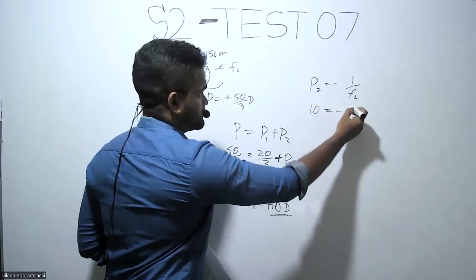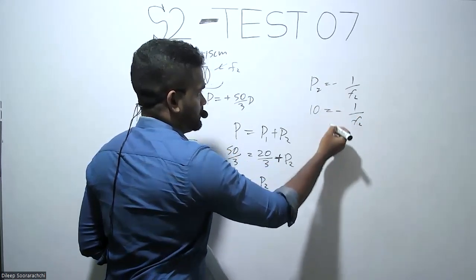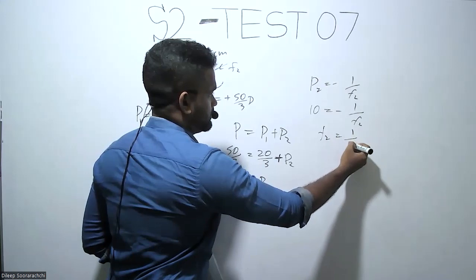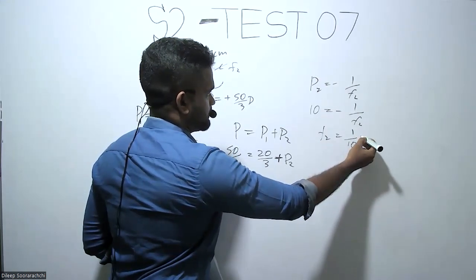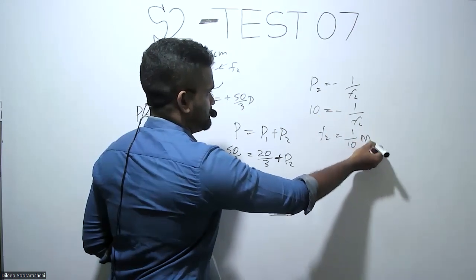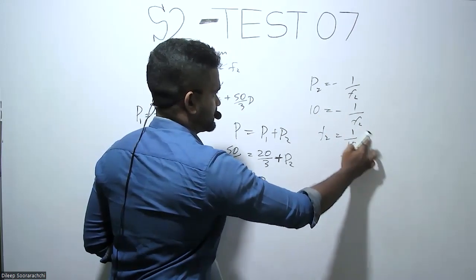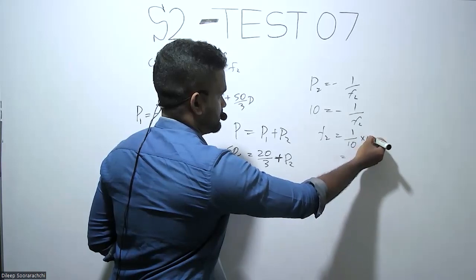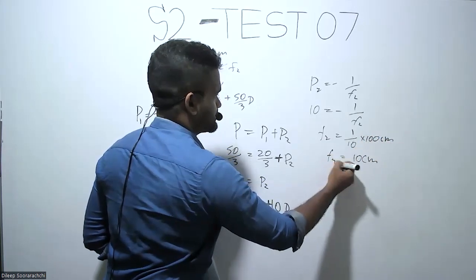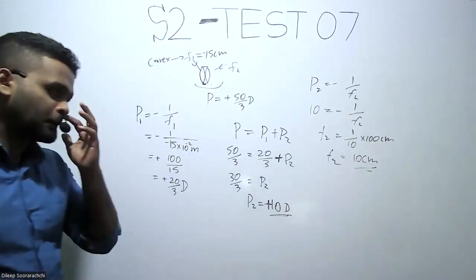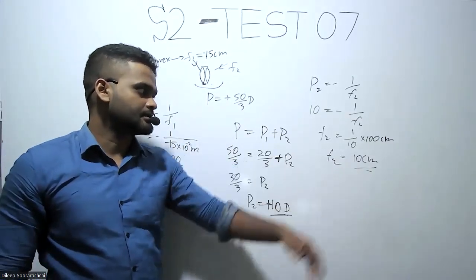Plus 10 equals minus 1 over F2. So F2 is 1 over 10. This is in diopters, so this should be meters. You can convert this into meters, meaning 100 centimeters. Divide it, then you get 10 centimeters. So that's the focal length of that lens.